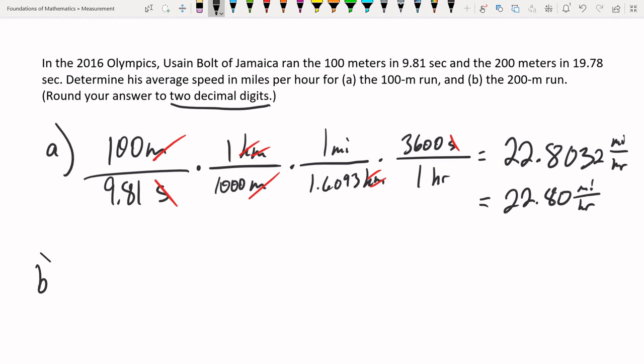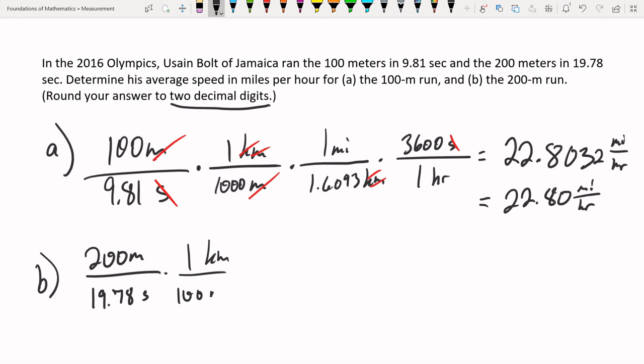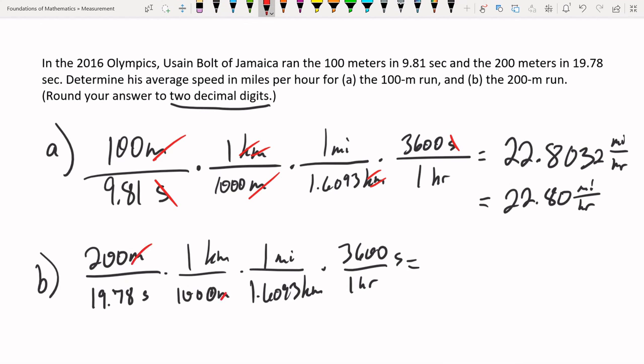Okay, part B. 200 meter run in 19.78 seconds. We're actually going to use the exact same numbers because we're still converting meters per second into miles per hour. It's going to be the exact same unity fractions that are multiplying. And you can check, meters cancel, kilometers cancel, seconds cancel. We have miles per hour, so that's good to go.